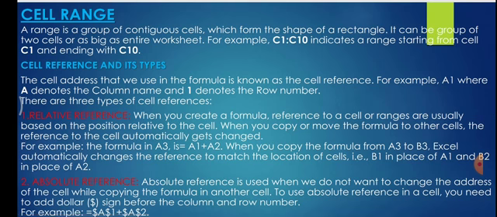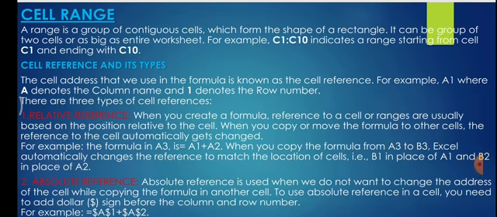Next is cell range. A range is a group of contiguous cells which form the shape of a rectangle. It can be a group of 2 cells or as big as the entire worksheet. For example, C1 to C10 indicates a range starting from cell C1 and ending with C10.